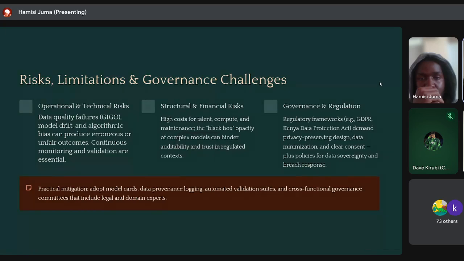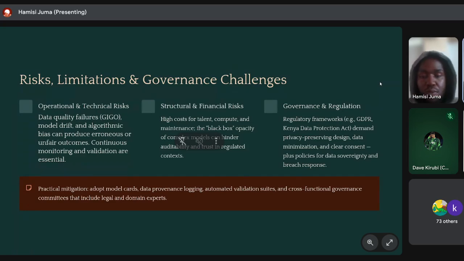The second point is the black box opacity. This is where highly complex models such as deep learning or neural networks can lack transparency, and it can be hard to explain why a model made a certain decision.